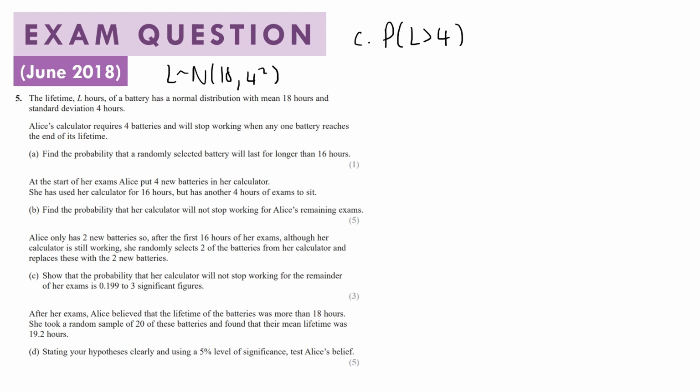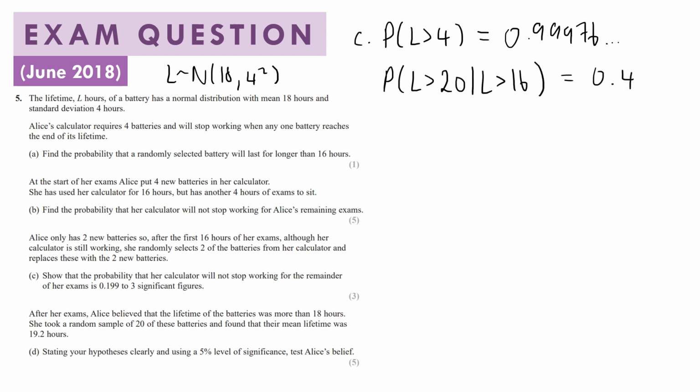So putting that into your calculator from the distribution menu, normal CD, lower 4 and upper, let's say 1000, with sigma equal to 4 and mu equal to 18. This gives us 0.99976, and so on. And we have 2 of these batteries and 2 of the other batteries which are the same as in part B. So using the same probability as in part B, and remembering from before, the probability that L is greater than 20, given that L is greater than 16, was equal to 0.44621.